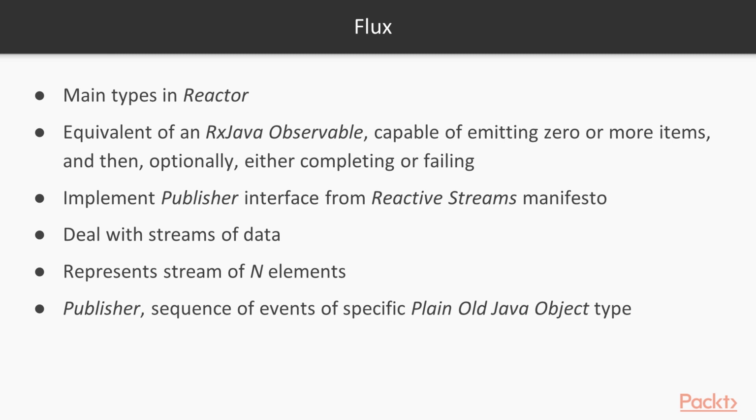Flux is one of the main types in Reactor. A Flux is the equivalent of an RxJava observable, capable of emitting 0 or more items and then optionally either completing or failing. Flux is one of the reactive types that implement the Publisher interface from the Reactive Streams manifesto. Flux's main role is to deal with streams of data. Flux mainly represents a stream of n elements. Flux is a publisher, a sequence of events of a specific plain old Java object, POJO, type.